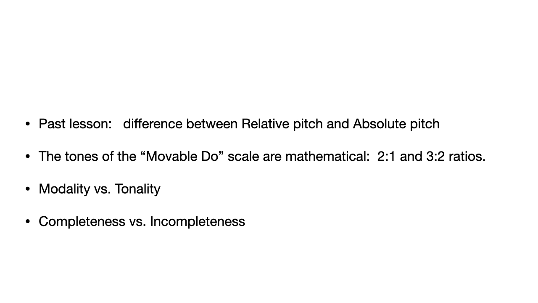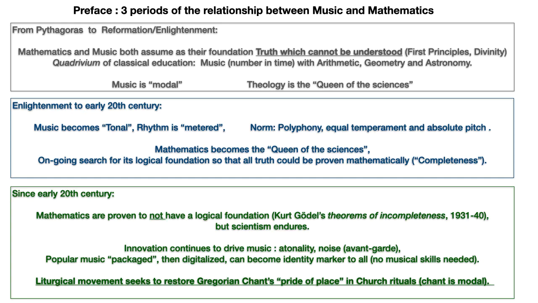The short answer is the tones of the movable do scales are mathematical. They come from the 2-to-1 and 3-to-2 ratios. Of course, there was a cultural environment in the West that brought those tones from history, from the Egyptians, from the Greeks. But in ancient Greece, that relationship with mathematical ratio was found. That will bring us to discuss modality versus tonality, and because we talk about mathematics, completeness versus incompleteness.